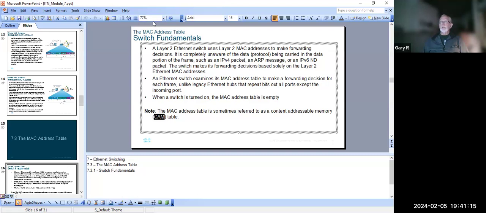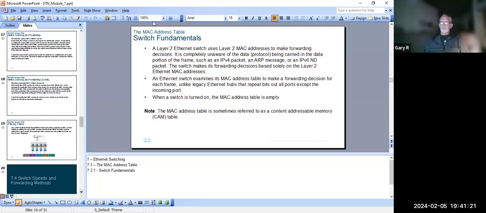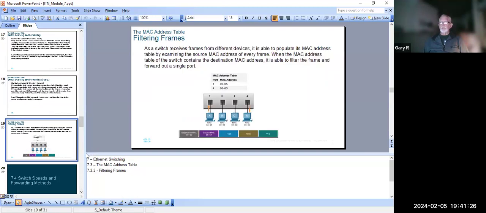So if you have a station, we'll see this in here. Let me just jump down a few slides. So we see here, port 1 on the switch has a station out here with a MAC address that is 000A. When this particular station sends a frame in, the source MAC address will be 000A. Since it came in on port 1, it now can put that into its MAC address table.